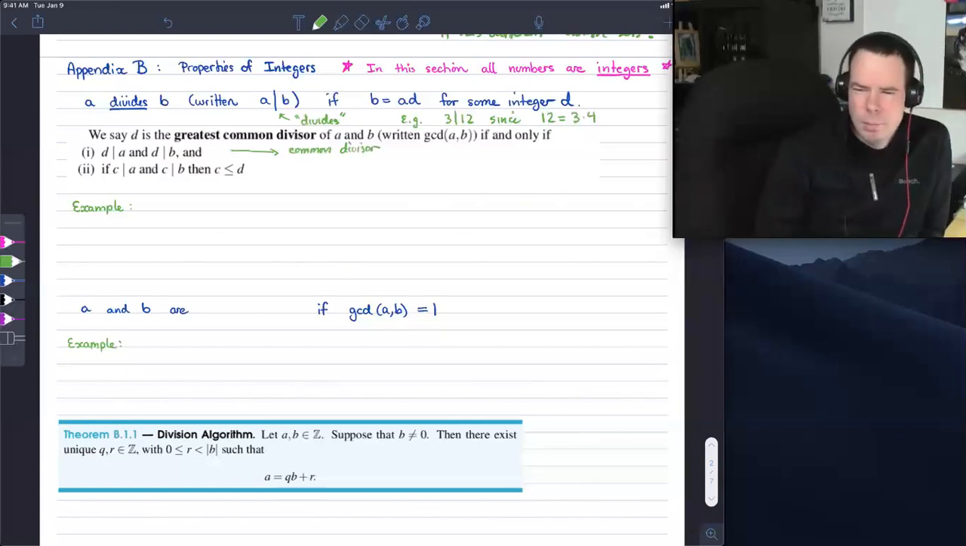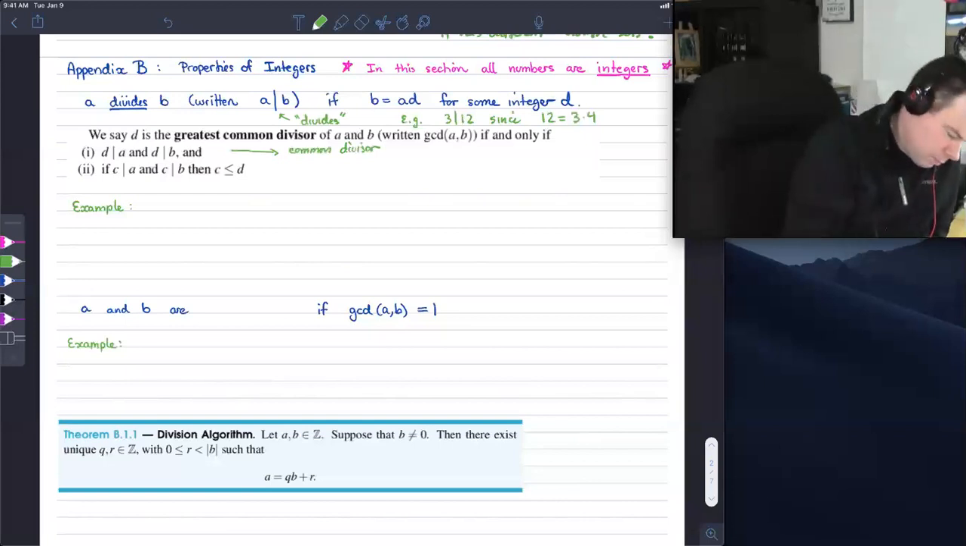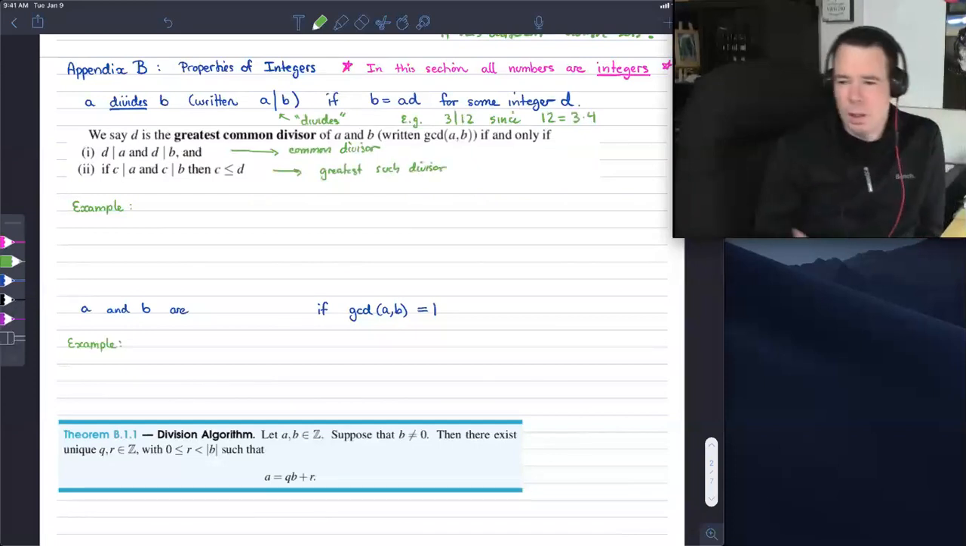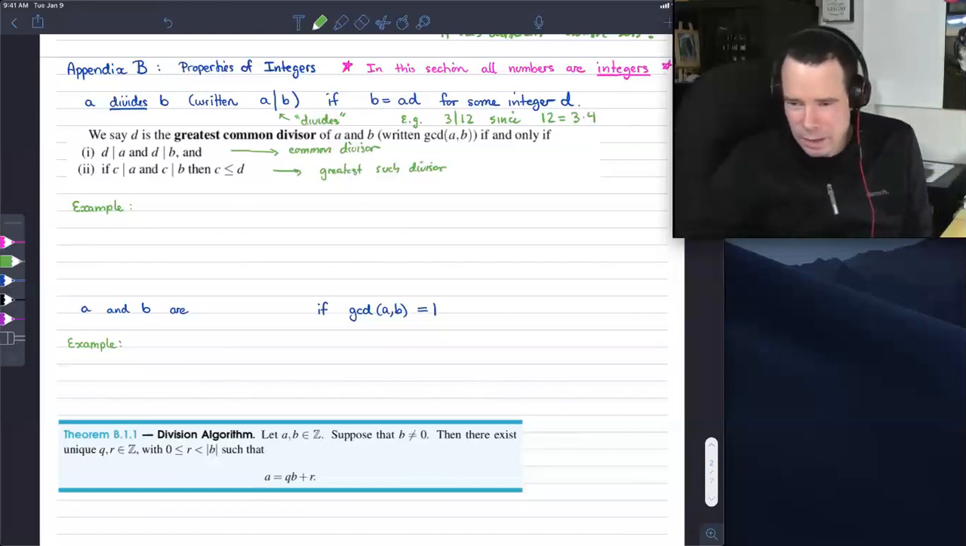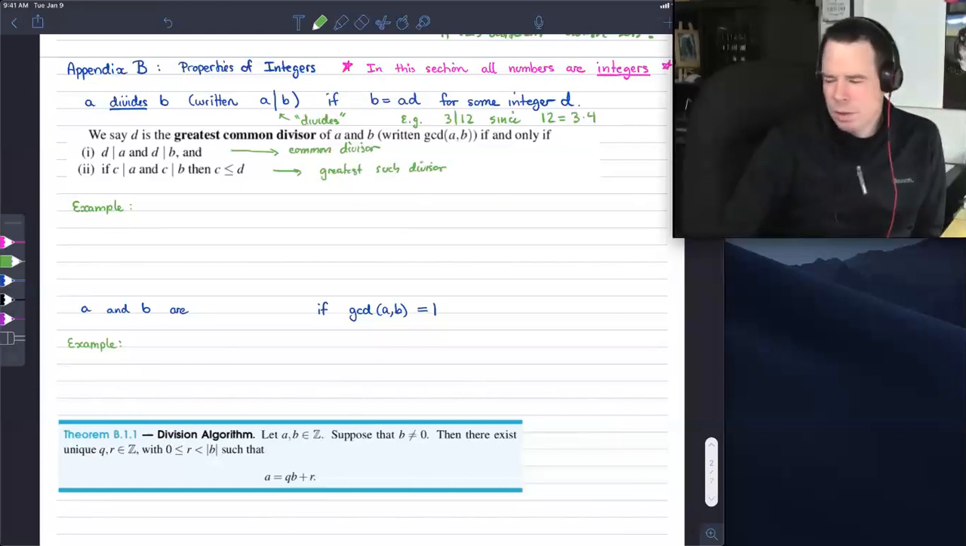But we also want it to be the greatest common divisor. So that's part two. This is the greatest such divisor, or largest. And that is that if there was any other common divisor, let's call it C. So if C divides A and C divides B, then C can't be bigger than D. So C has to be less than or equal to D. That's what it means for D to be the greatest. It's the biggest of all common divisors.